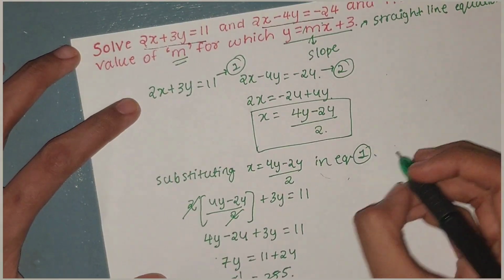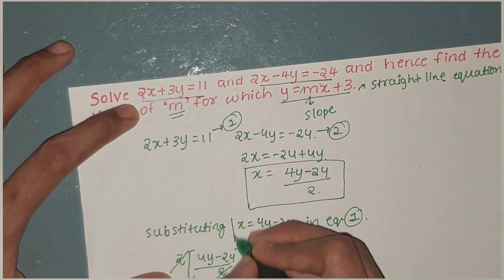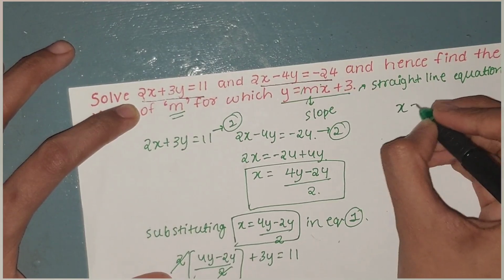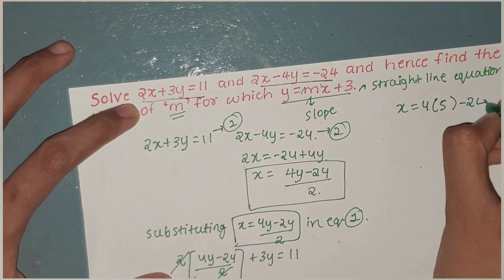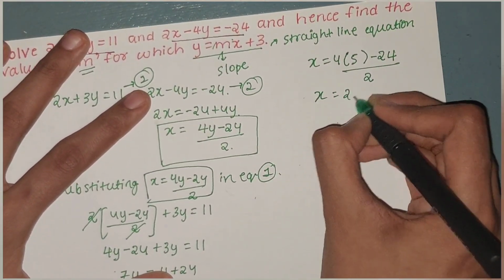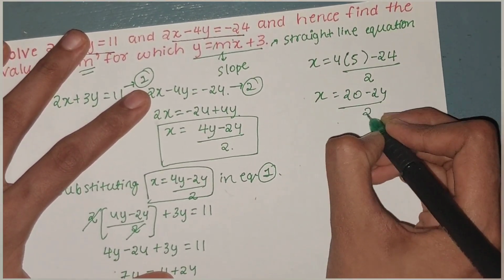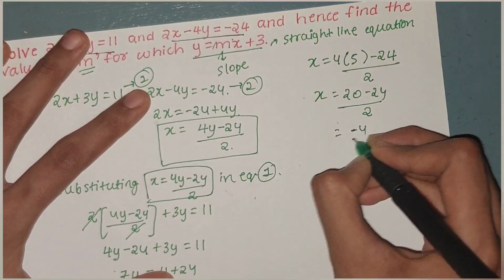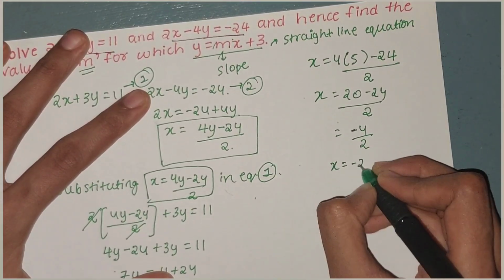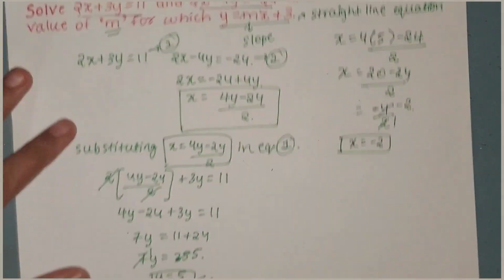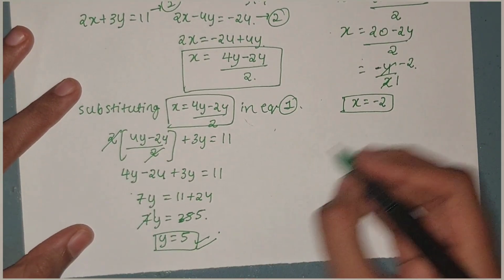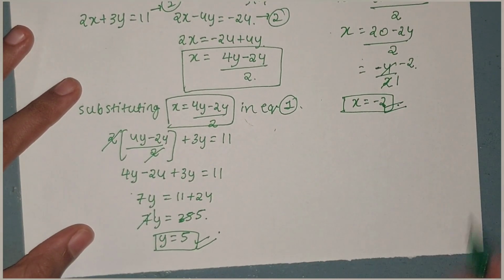Now I have to find x. What you will do is substitute y into this equation. x is equal to 4 into 5 minus 24 by 2. x is equal to 20 minus 24 by 2, which will give you minus 4 by 2. So x is equal to minus 2. So your y is 5 and your x is minus 2.